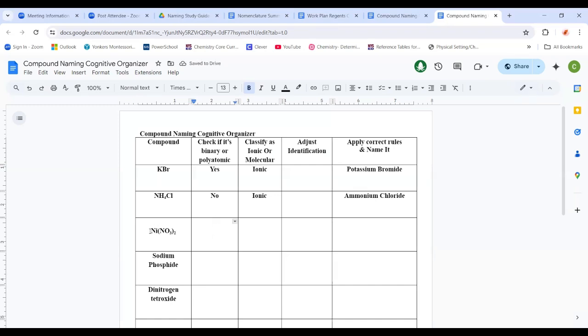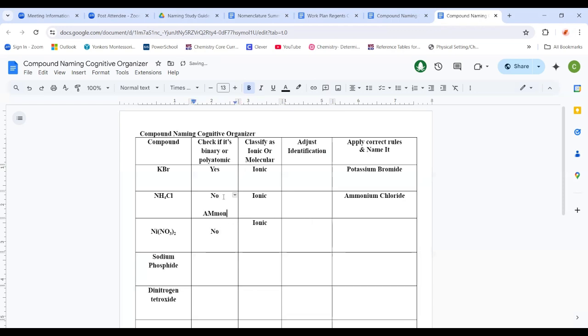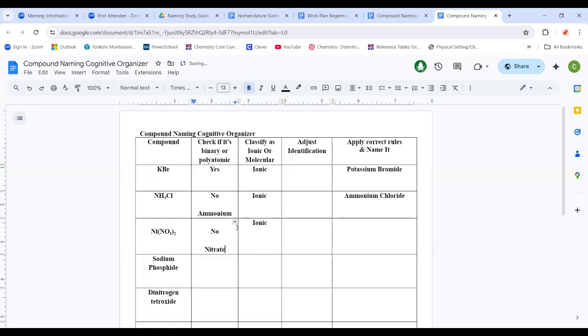This one is nickel plus nitrogen and then oxygen. So this is definitely not binary. It does contain a transition metal, nickel, so it is ionic. And I'm going to add to my adjustment, not that I am changing it from ionic to molecular, but I'm going to add that I noticed something besides the polyatomic. I should probably just start identifying the polyatomics in this column. This is ammonium. This is nitrate. That polyatomic is a nitrate.